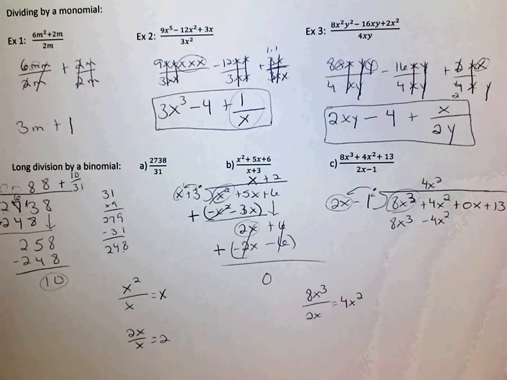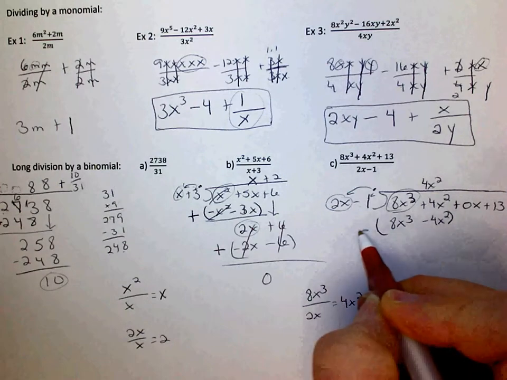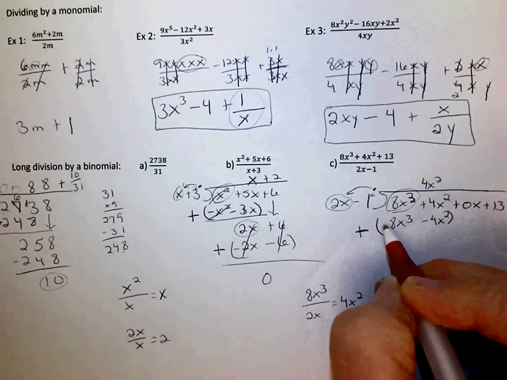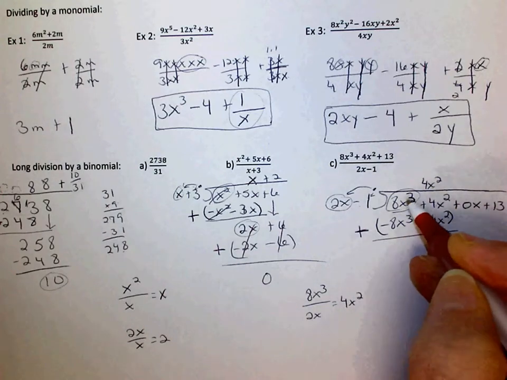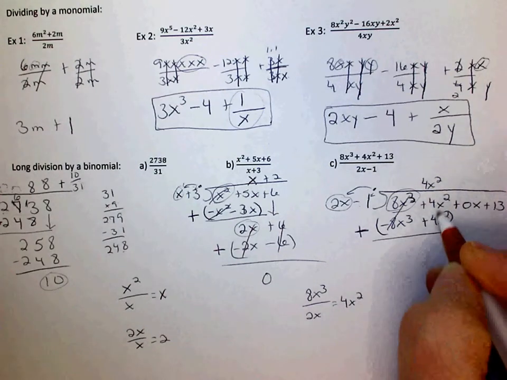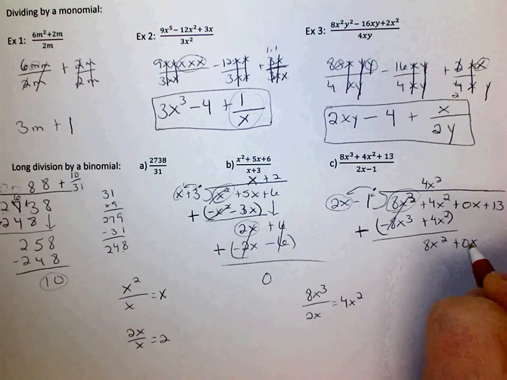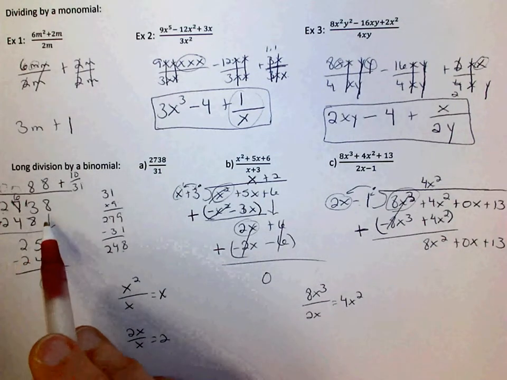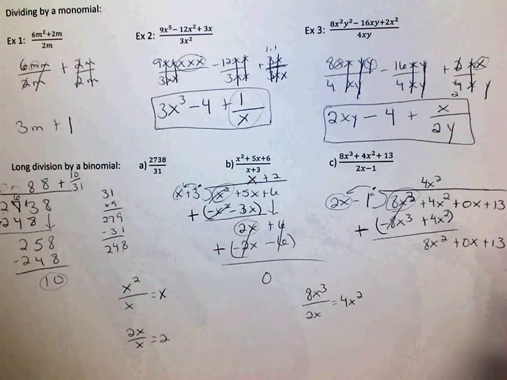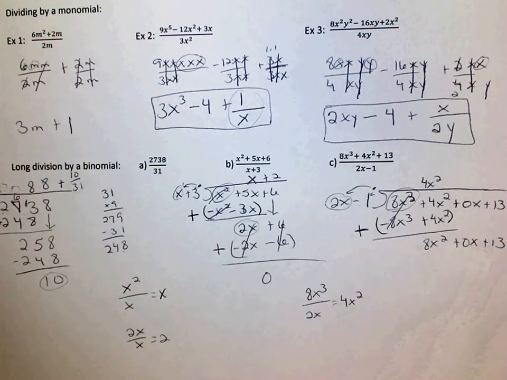Now, remember, we got a minus. So chop, chop, chop. Oh, that went away. And this becomes 8x squared plus 0x's plus 13. Notice in long division, we only bring the next thing. Well, with polynomial divisions, we bring everything that's left over down.